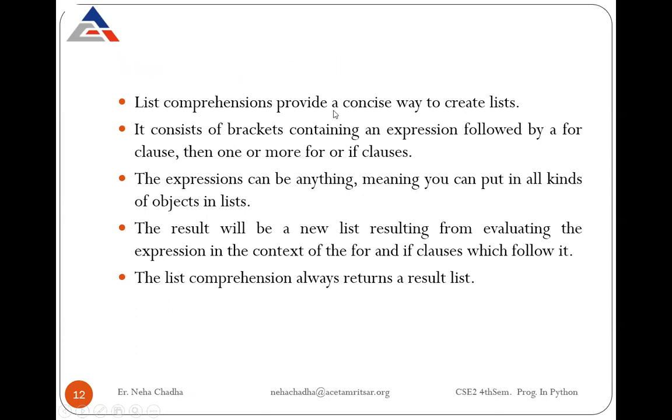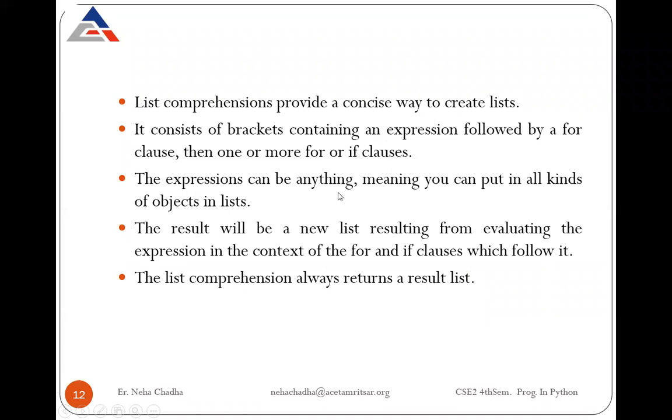List comprehensions provide a concise way to create lists. That means your code will be reduced. It consists of brackets containing an expression followed by a for clause, then one or more for clauses or if clauses. When you write a list comprehension, there are square brackets, a for loop, and if there is a requirement of any condition, then the if clause will be used.